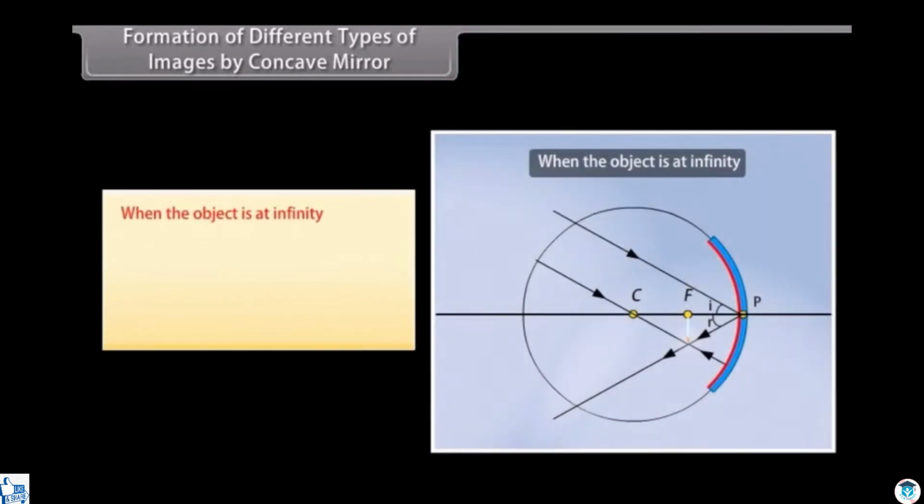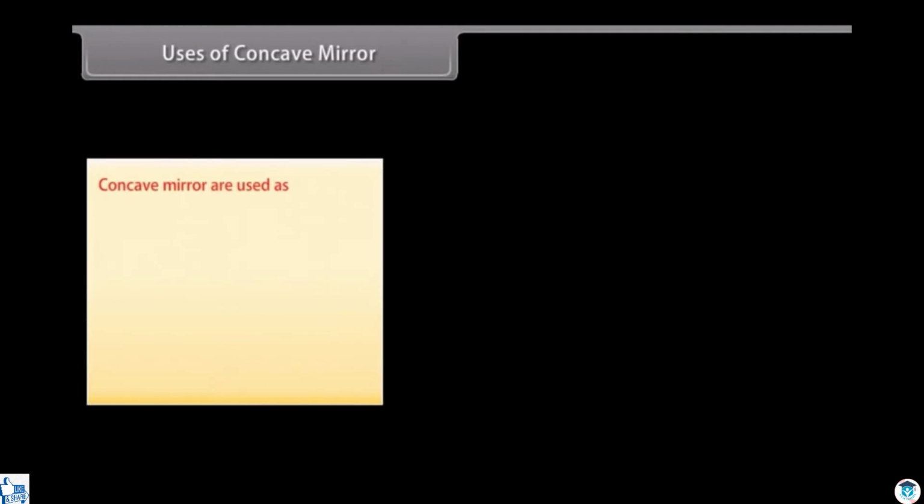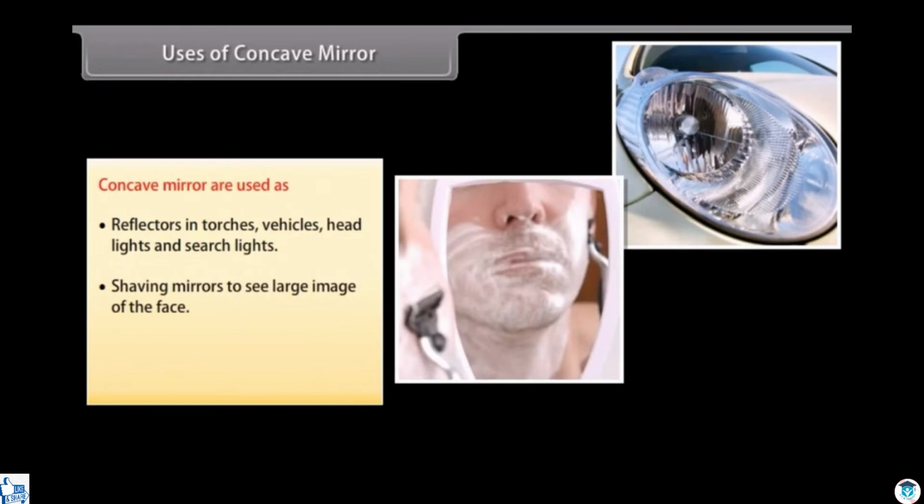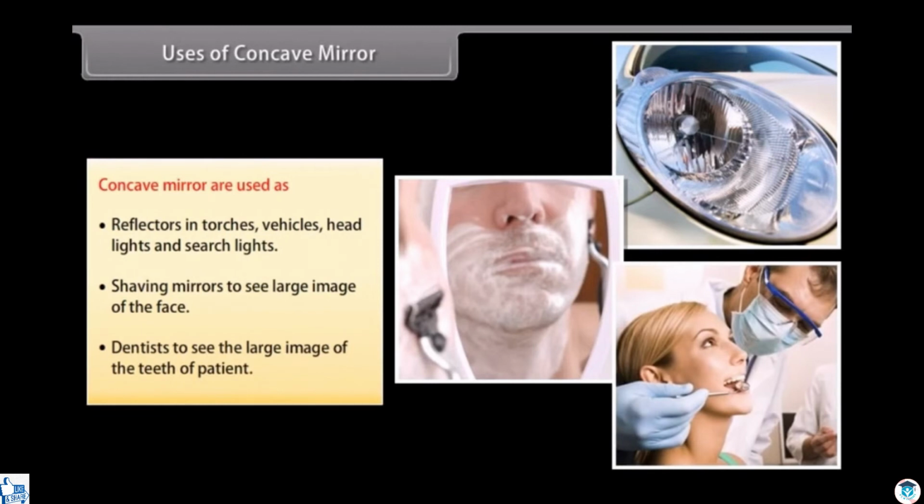When the object is at infinity, the image is formed at the focus, real and inverted, smaller than the object. Uses of concave mirror. Concave mirrors are used as reflectors in torches, vehicle headlights, and searchlights. Shaving mirrors, to see large images of the face. Dentists, to see large images of the teeth of patients.